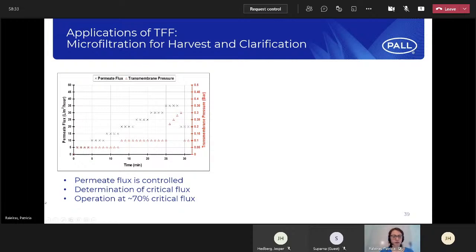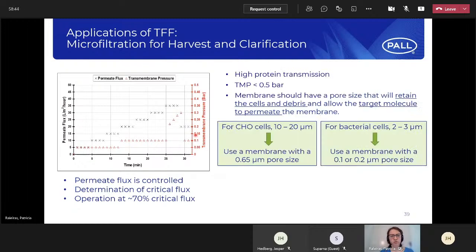If you look at the right-hand side of the graph here, you see transmembrane pressures that are lower than that 1 to 5 bars that I talked about for the other type of TFF. In fact, the TMPs in this type of process are usually below 0.5 bar. And this aims to have a high protein transmission without fouling the membrane easily, which could happen with debris from cells and from whole cells also.